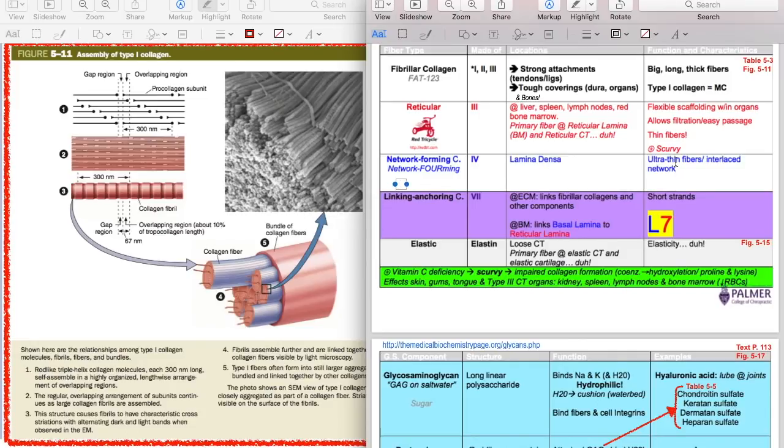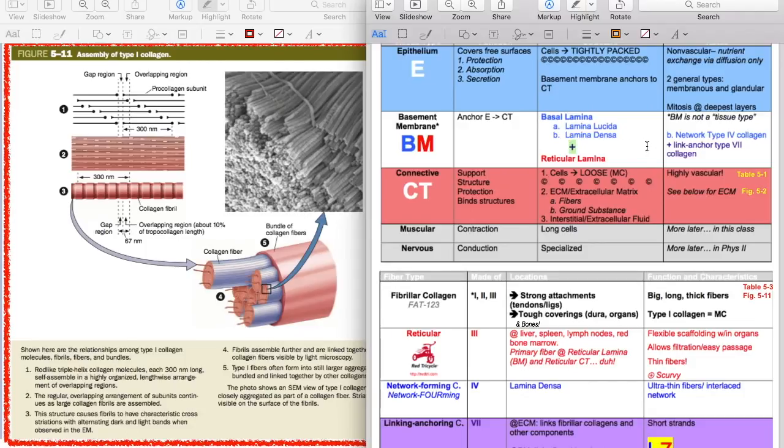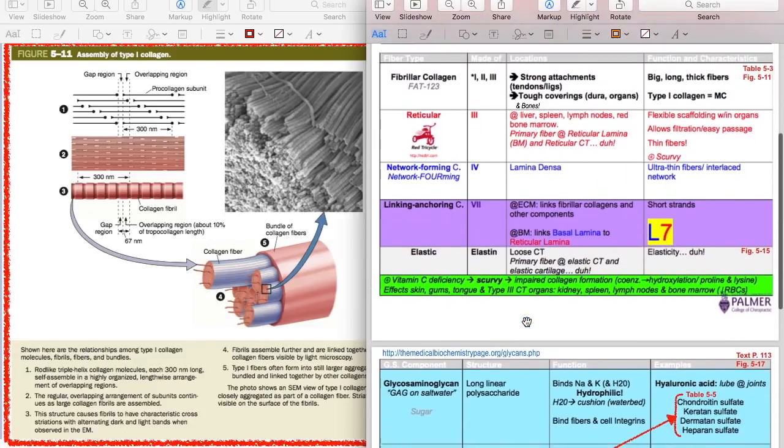So these are ultra thin fibers in a network type configuration, kind of like reticular, but a lot finer, a lot smaller. And you might recall that it's smaller because we come up here. This is a small space here. Okay, the basement membrane is a thin layer between a row of epithelial cells and then the connective tissue below it. So it's small. All right, if that helps you understand it better.